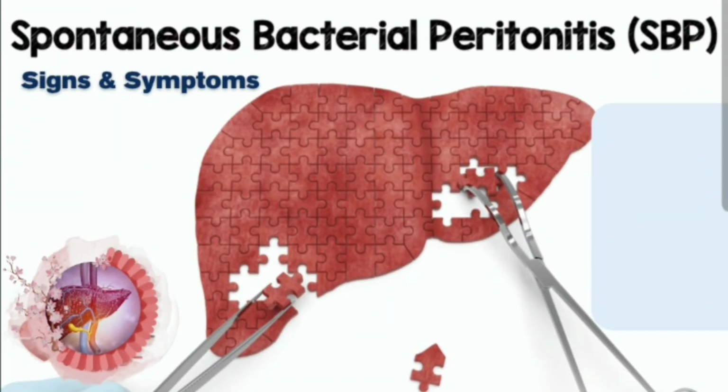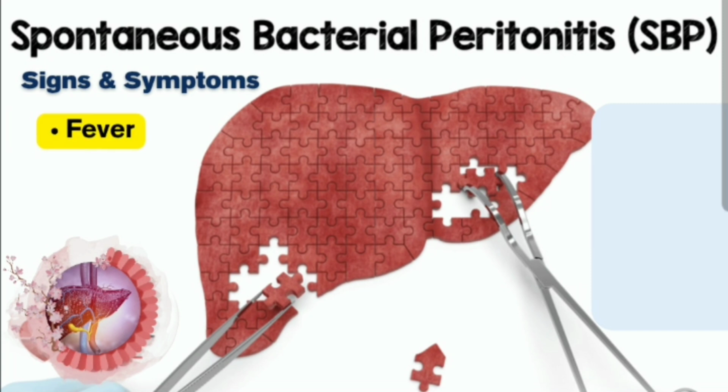Regarding the signs and symptoms of spontaneous bacterial peritonitis, SBP is symptomatic in 80 to 90% of cases. However, it may be present in 10 to 20% of patients who are hospitalized with chronic liver disease, sometimes in the absence of any suggestive signs and symptoms.